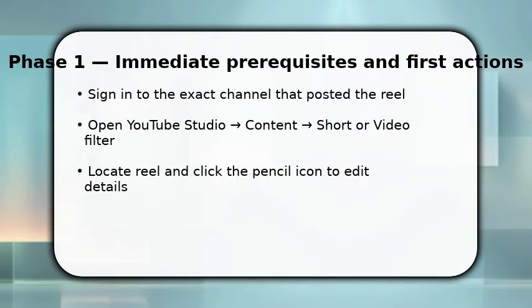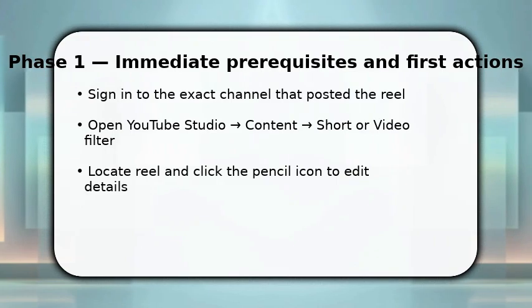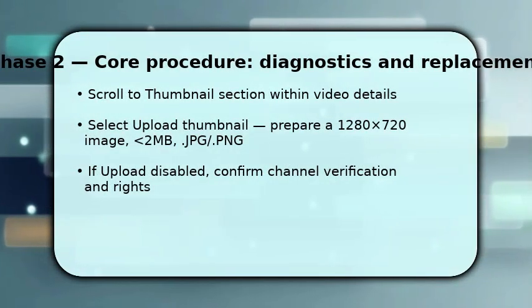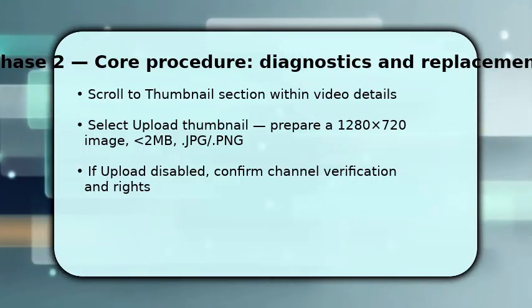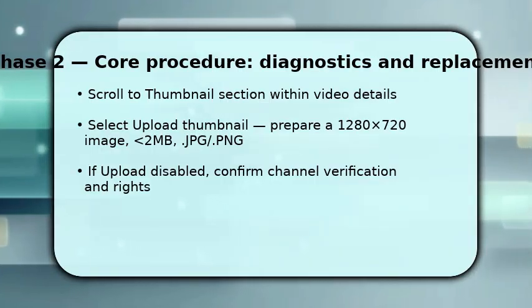Make sure to work from desktop if possible, because the change process differs on mobile and some options hide otherwise. You'll find the thumbnail section inside the video details. Scroll until it's visible. Click Upload Thumbnail and pick a prepared 1280 by 720 image under 2 MB, ideally JPG or PNG, because YouTube enforces size and format.